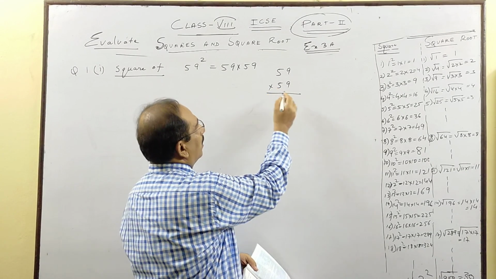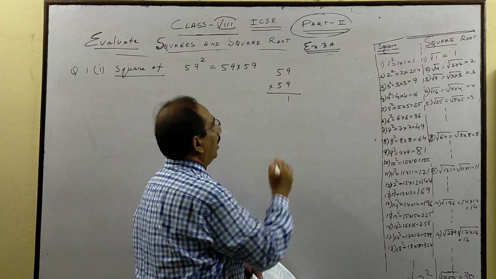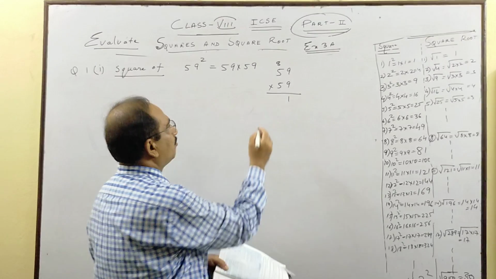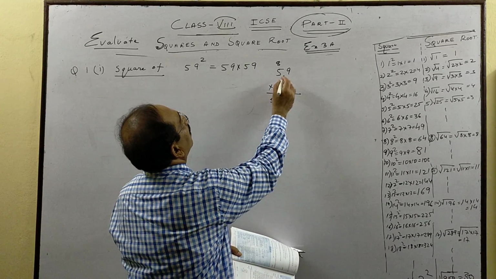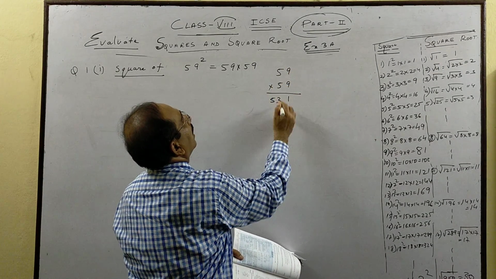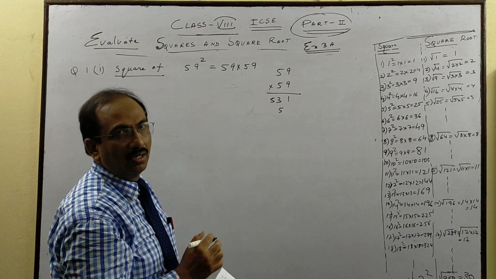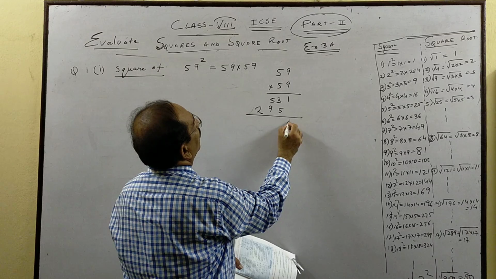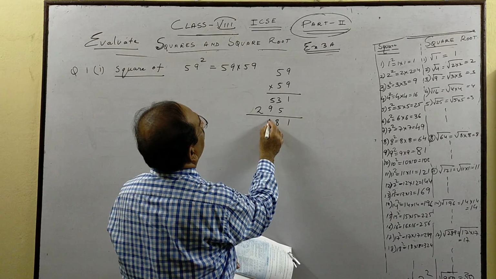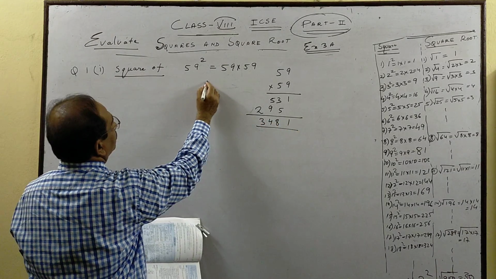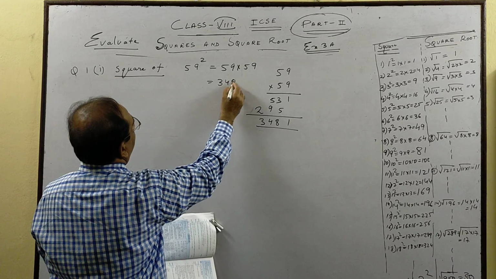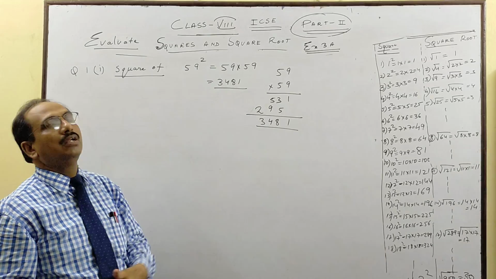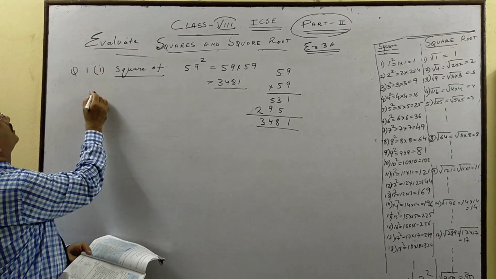So we multiply: 9 nines are 81, 8 carried. 9 fives are 45 plus 8, 53. Then 5 nines are 45, 4 carried, 5 fives are 25 and 4, 29. So here you get 3481. So 3481 is the square. Square means multiplying a number with itself.